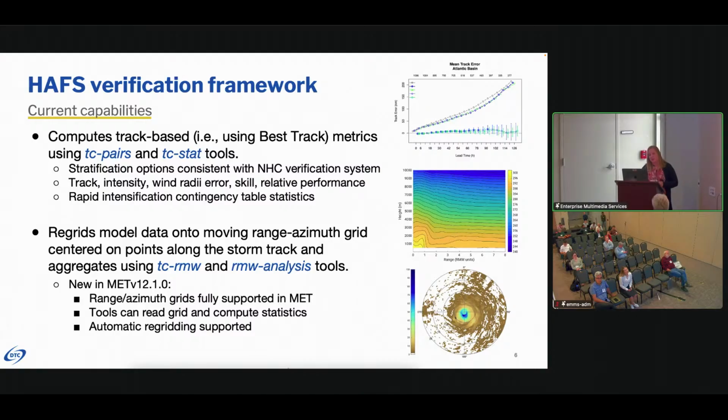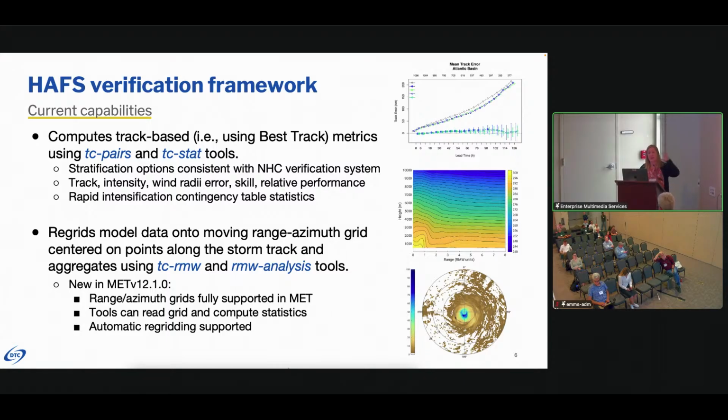The other tool that we've added is the TC-RMW and RMW analysis tools. And what these do is they regrid the model data into a moving range azimuth grid that's centered along the storm track. And then it also will aggregate those files and do some extra analysis. And so with this software, new in the latest version that was just released in July, we actually added a little bit of functionality under this project to make that range azimuth grid able to be fully supported within MET.